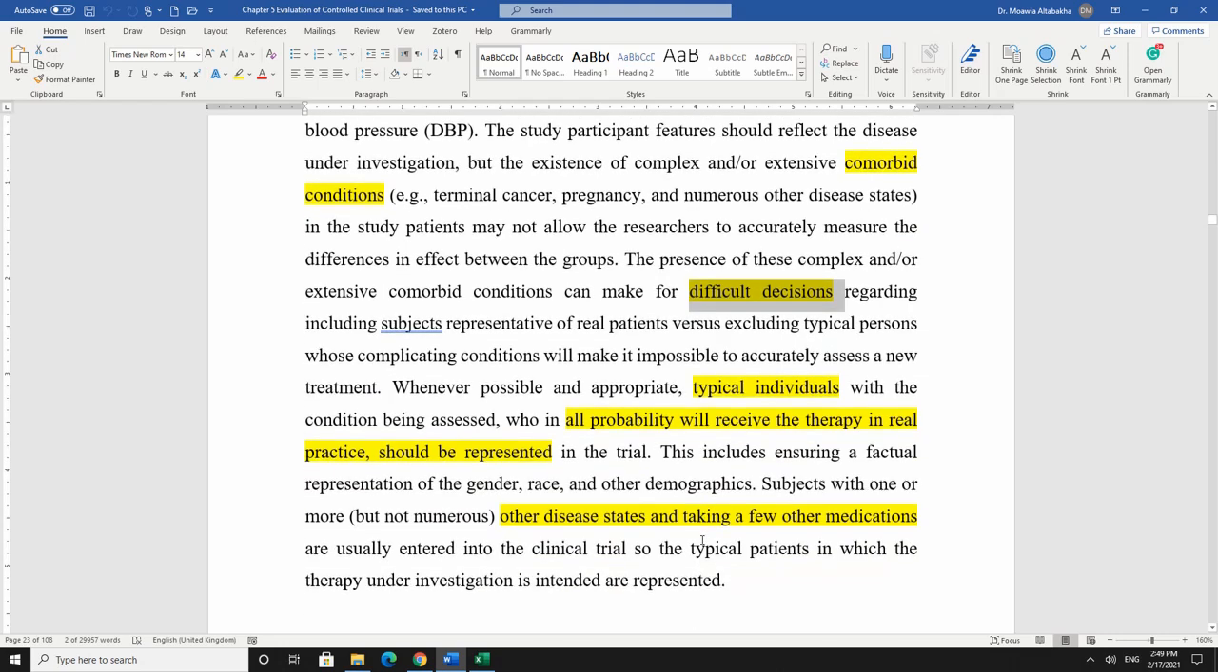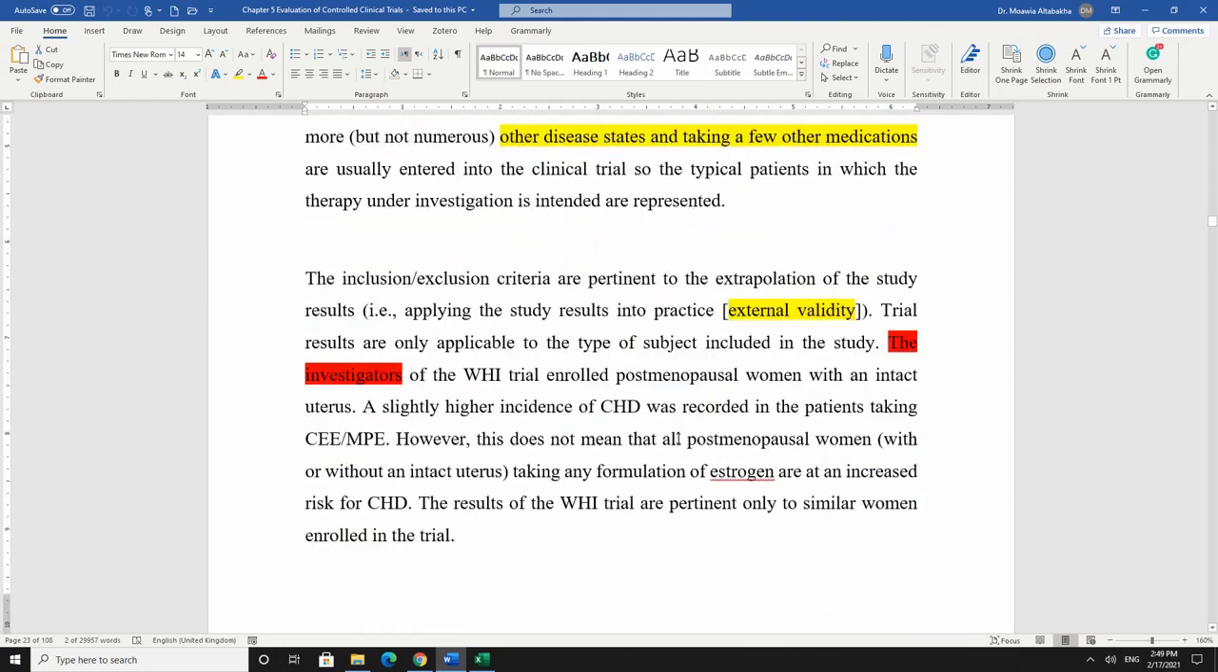So normally subjects recruited will have maybe one or more accompanied diseases, but not so many. Usually we do not include, for example, terminally ill patients, people with cancer, pregnant women, lactating women, okay, people with so many diseases that may affect the results of the trial. So we usually exclude them.